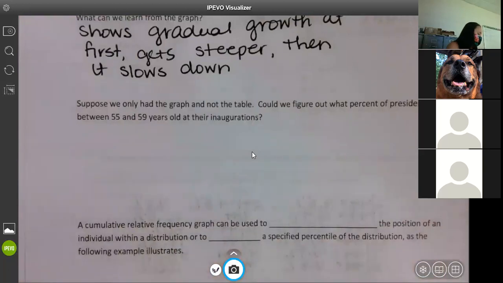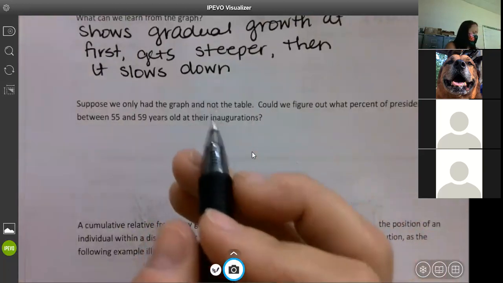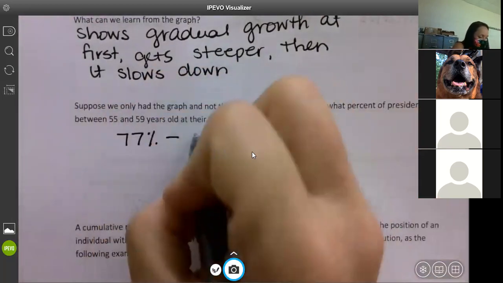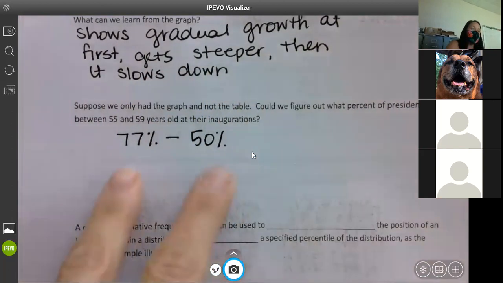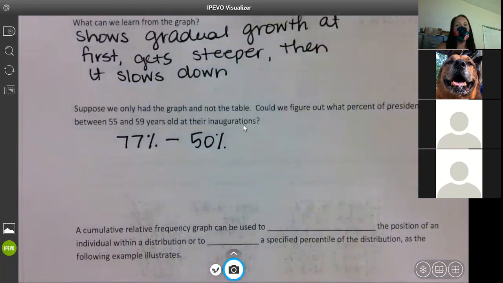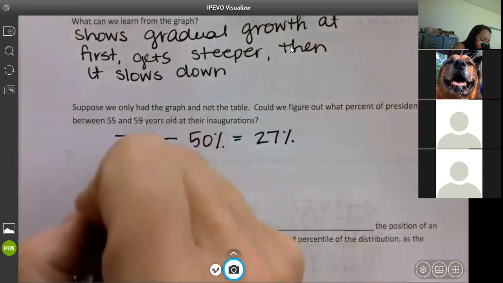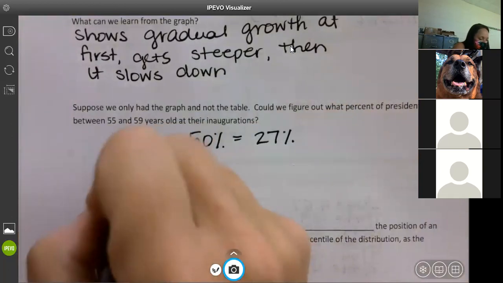So if we're looking at this, we find that percentage, and I'll tell you what those are. The 77% minus the 50%. And those numbers can come from your chart, but what it's saying is if you're only given the graph, you don't have the chart, so you can't look at it. You're only looking at the graph. So we would find where 55 is, that it meets it on the graph, and then we'd find where it meets 59 on the graph, and we'd subtract those two numbers, which gives us the 27, which we saw in the chart.